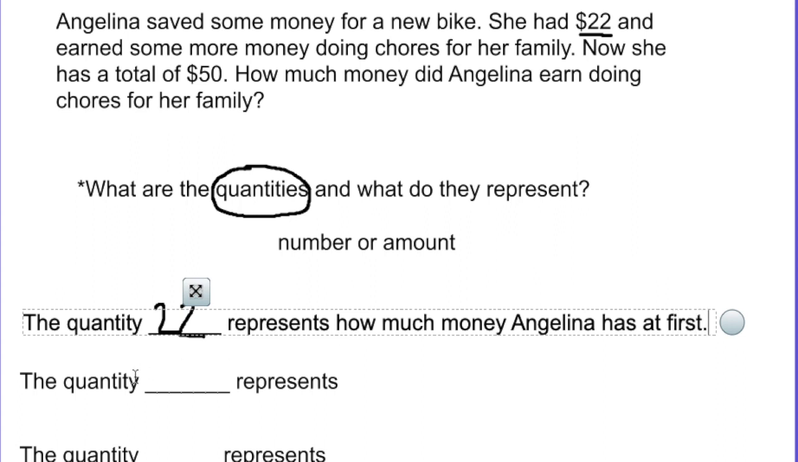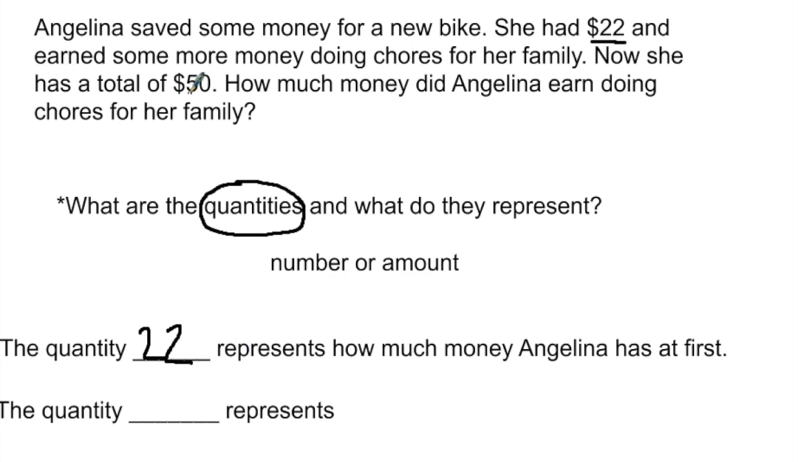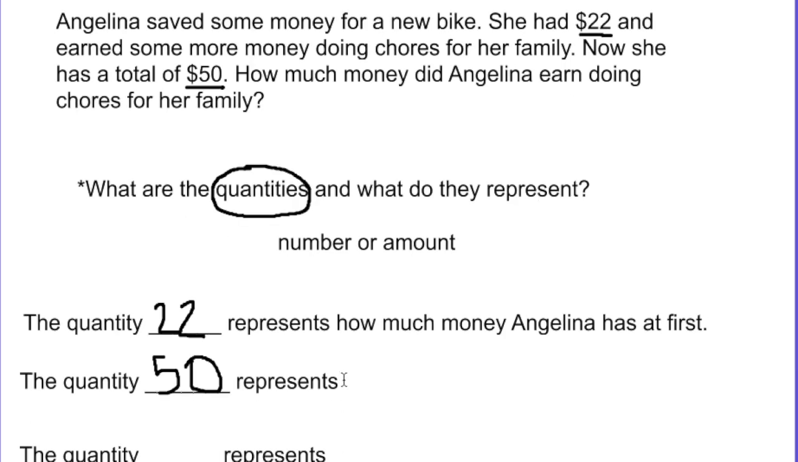Okay, let's see if there's anything else. Oh, I see another quantity right there, 50. Let's see what that represents. Now she has a total of $50. Oh, okay. So I know that the quantity 50 represents how much money she has in the end.